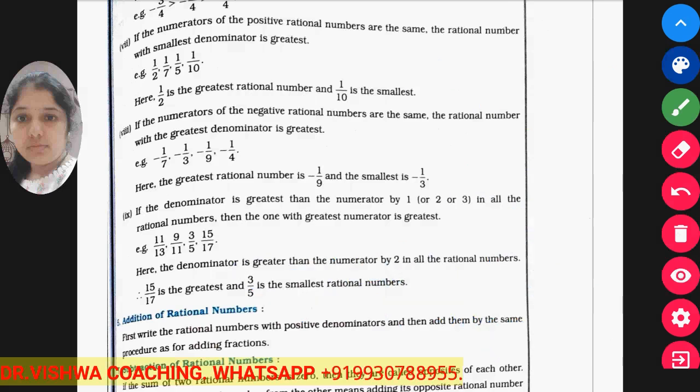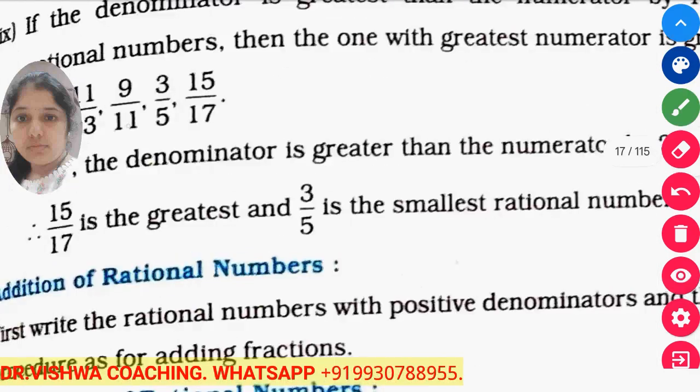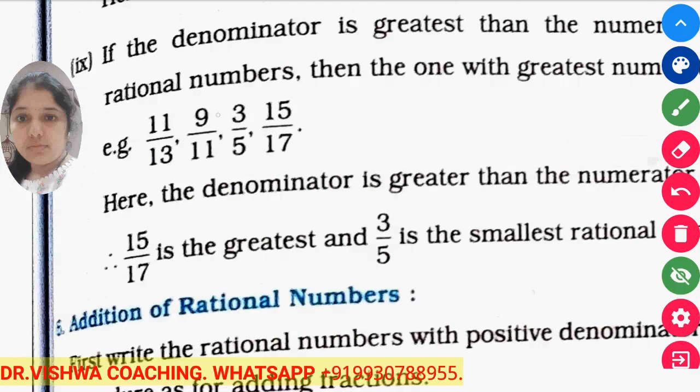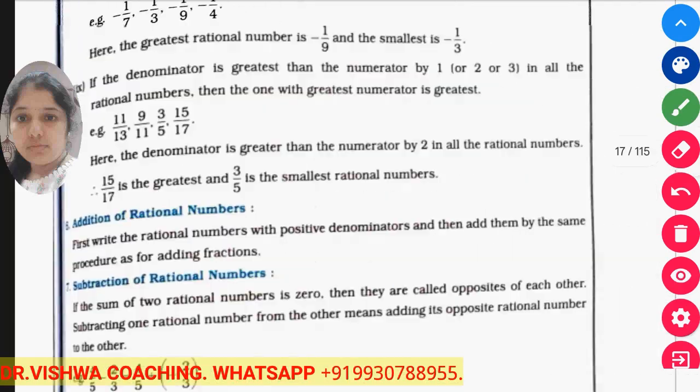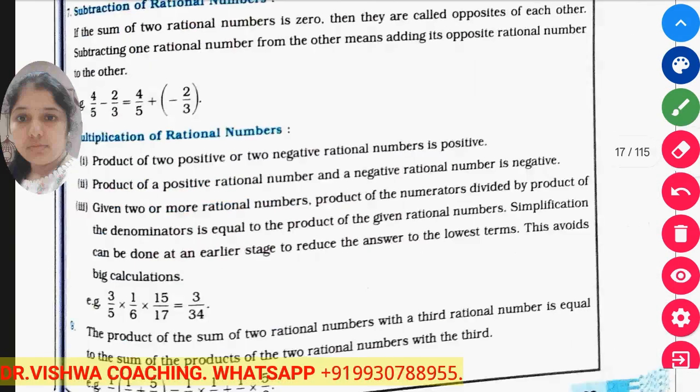Okay, and if the difference between numerator and denominator is 1, 2 or 3, with the denominator greater than the numerator, then the rational number whose numerator is greater is the greatest rational number. Now see here in this question: 11 upon 13, 9 upon 11, 3 by 5. Everyone has a numerator and denominator, and the difference is of only 1, 2 or 3. So the rational number whose numerator is greater is the greater rational number, and this is the smallest rational number. Okay. So these are some terms and conditions regarding rational numbers.